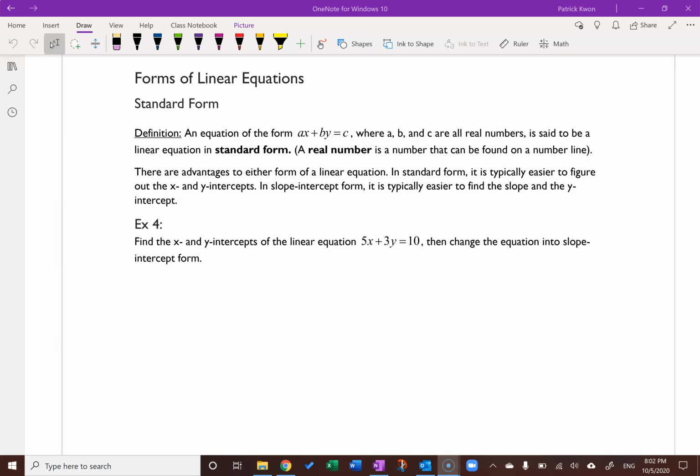There are advantages to either form of a linear equation. In standard form, it is typically easier to figure out the x and y intercepts. In slope-intercept form, it is typically easier to find the slope and the y-intercept.